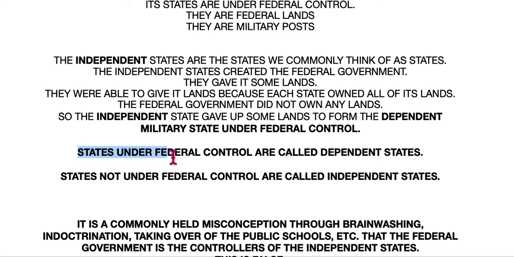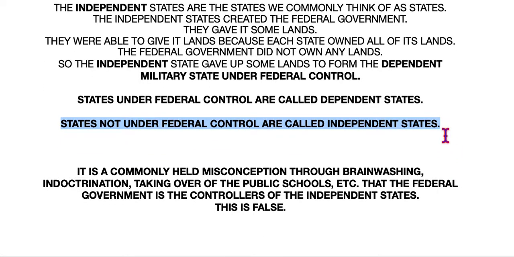States under federal control are called dependent states. States not under federal control are called independent states. These are the ones in the Articles of Confederation, and yes, it still exists. It's an organic law. It's there. And these independent states created or allowed for the creation of the dependent states.